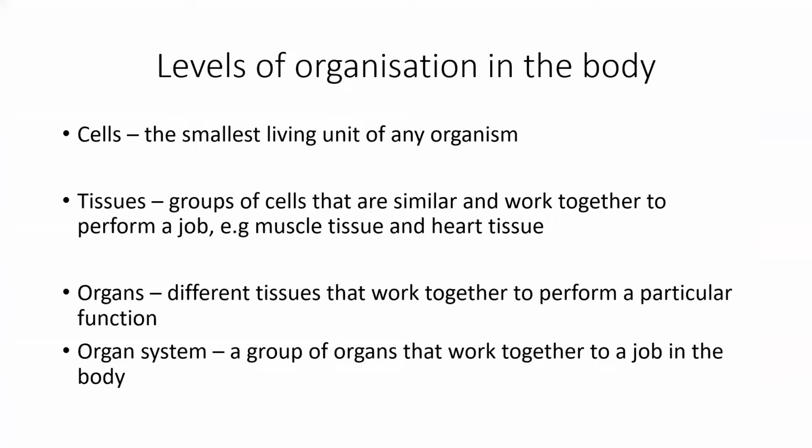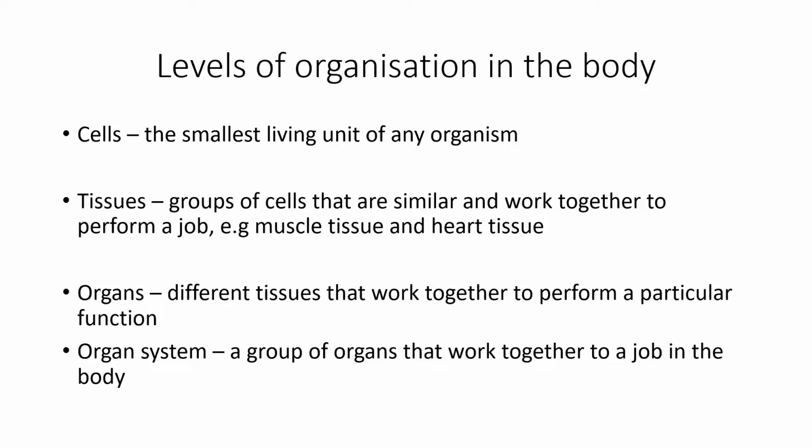Okay, so we've got levels of organisation in the body. So it's a bit of a recap. So you've got cells. There are other videos on cells if you've forgotten what they are. It's the smallest living unit of any organism. Then you have tissues, which we're going to talk about in more detail a bit later. Groups of cells that are similar and work together to do a job, e.g. muscle tissue and heart tissue.